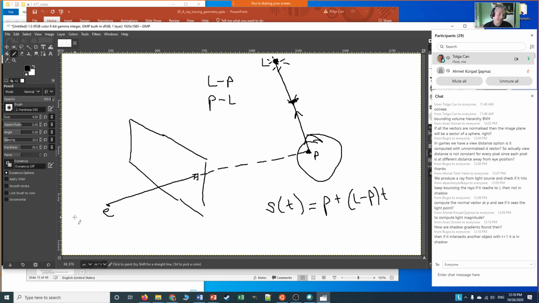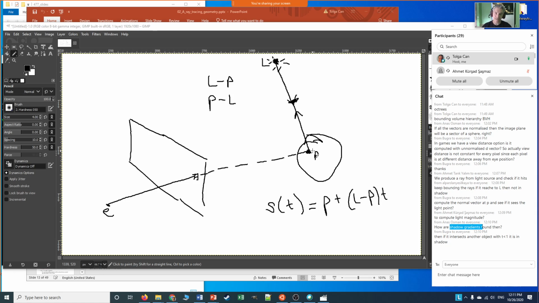All right, exactly. So Bugra, that was the exact answer I was looking for. The shadow will not have gradients here. Our shadow is something binary. The gradient that you're talking about is actually about shading. When we talk about shadow, if we have a single light source in the scene, a point is either in shadow or not. Shadow is something binary, unlike shading.